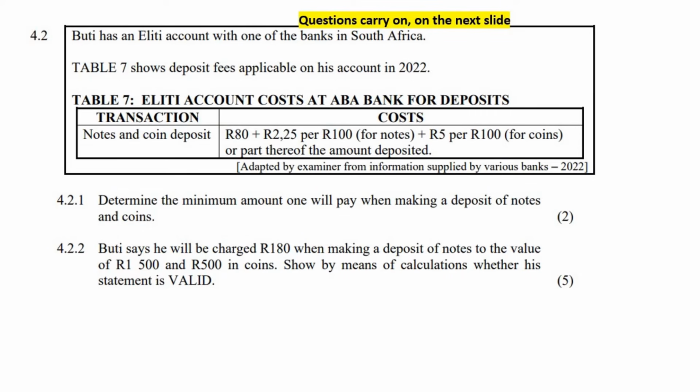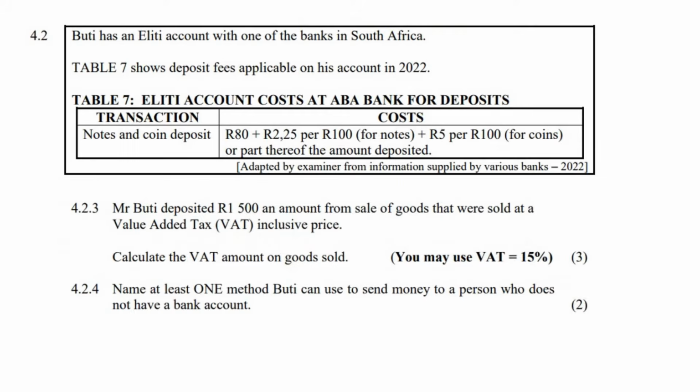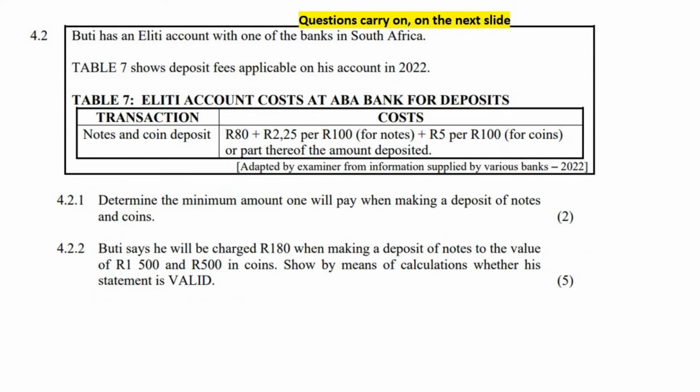So this question will be broken up into parts. So here's the first part. And then here's the next two questions. Okay, so Booty has an Elite account with one of the banks in South Africa. Table 7 shows deposit fees applicable on his account in 2022. So, okay, they're giving us some type of transaction.